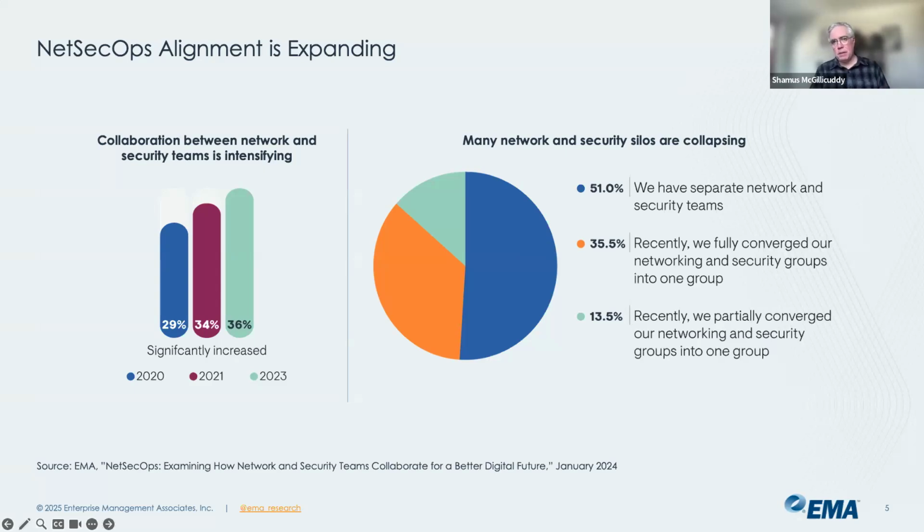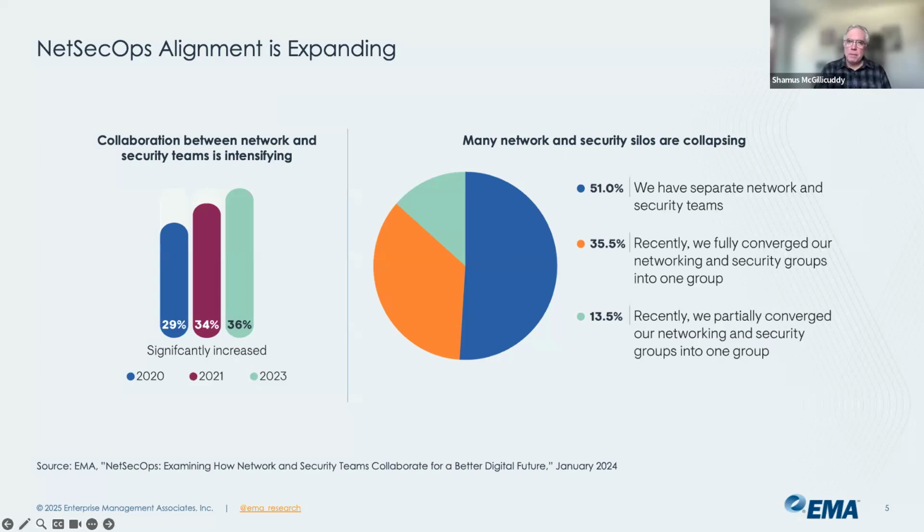We asked hundreds of IT decision makers over the last couple of years, have you seen the amount of collaboration between these functions in your organization increase? And the number of people who are saying it's significantly increased is growing from survey to survey, from 29% 5 years ago to 36% last year.